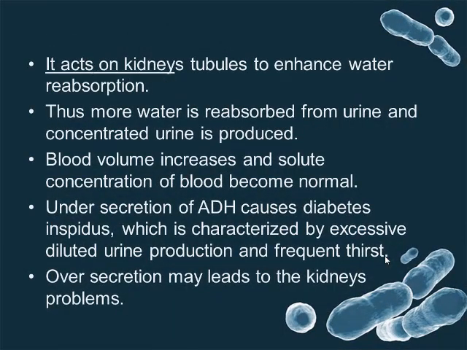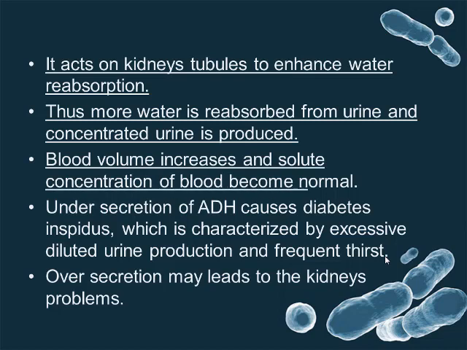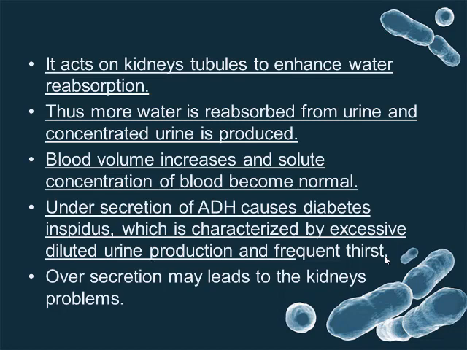It acts on kidney tubules to enhance water reabsorption. Thus, more water is reabsorbed from urine and concentrated urine is produced. Blood volume increases and solute concentration of blood becomes normal. Under secretion of ADH causes diabetes insipidus, which is characterized by excessive diluted urine production and frequent thirst. Over secretion may lead to kidney problems.